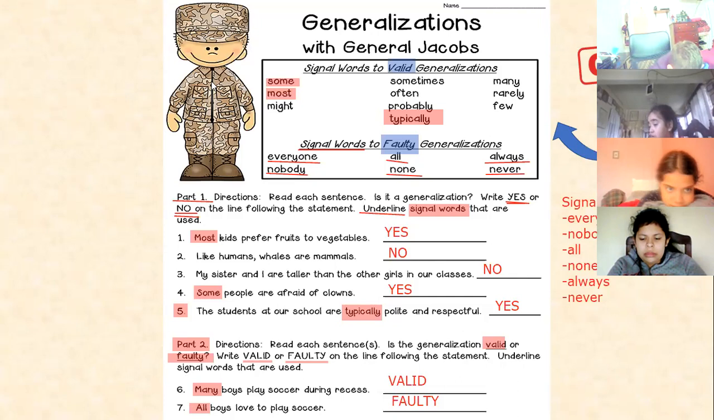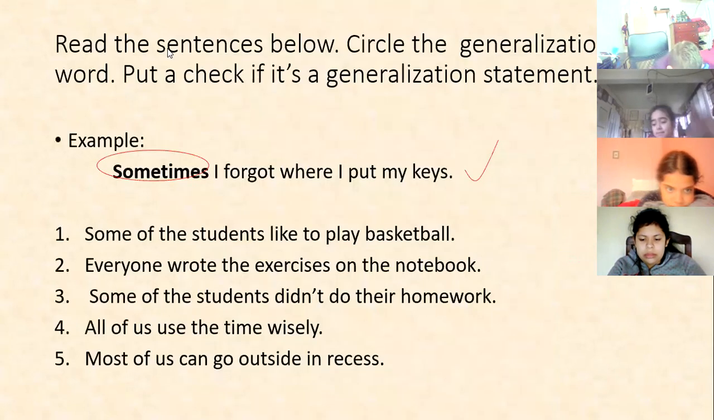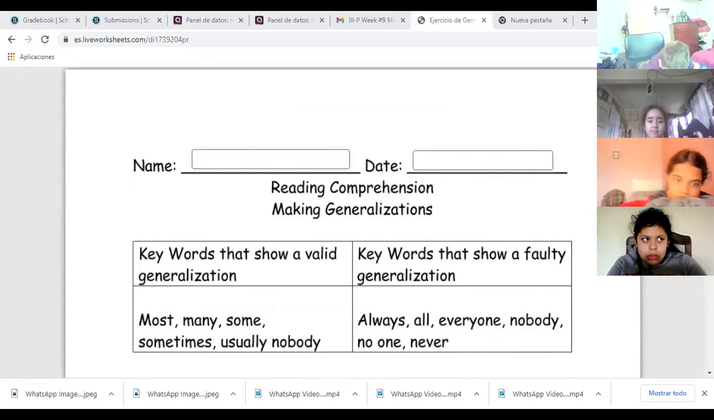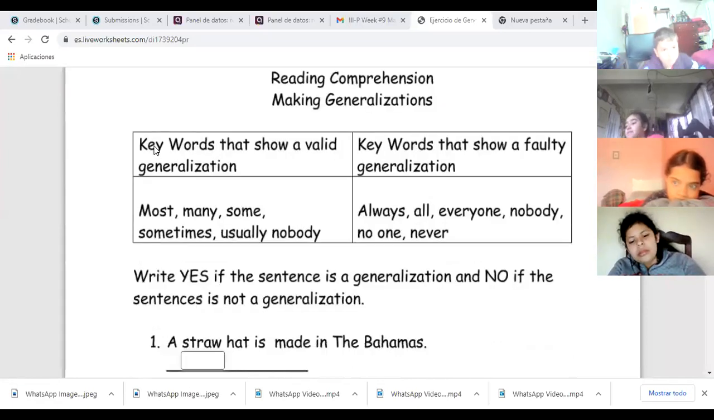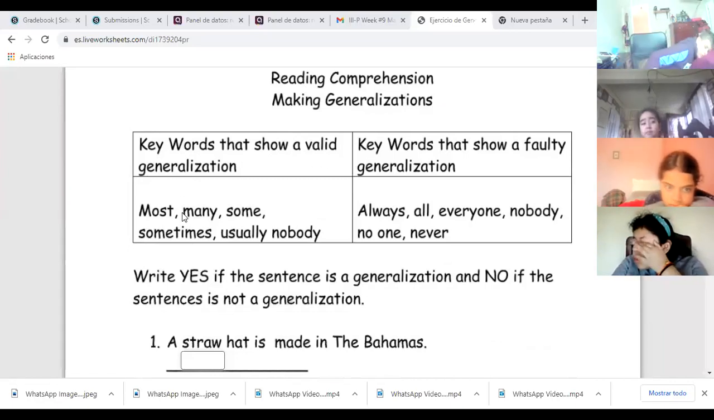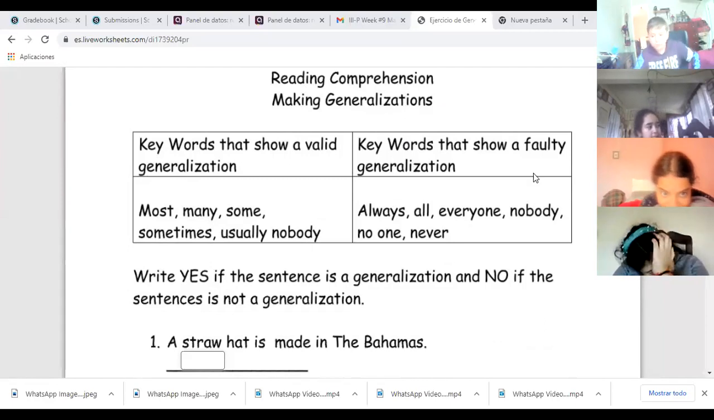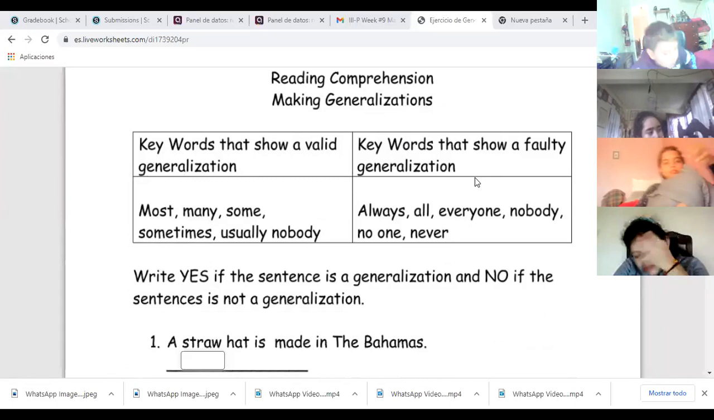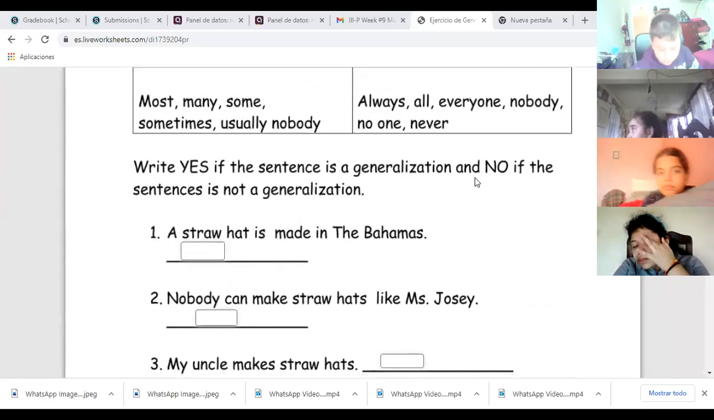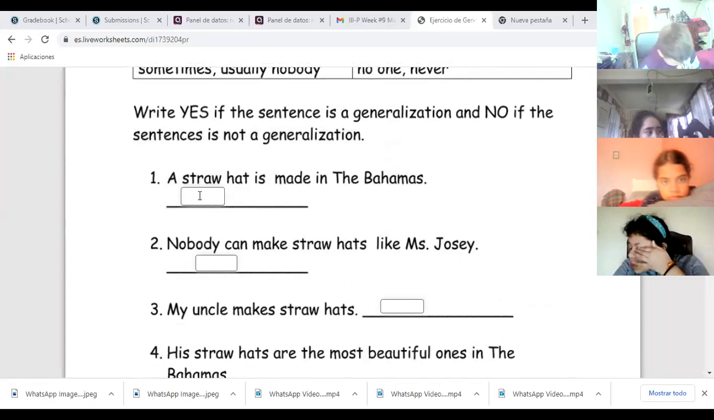Now, look at this other example. What is the clue word? Read the sentence. No, but I have an online activity. Let me check the online activity here. Miss, we only have 8 minutes. Yeah, that's why I switched to this one. Let's do this one. Making generalizations, keywords that show a valid generalization: most, many, some, sometimes, usually. These are valid. And these are faulty: always, all, everyone, nobody, no one, never. So we have to write yes or no.